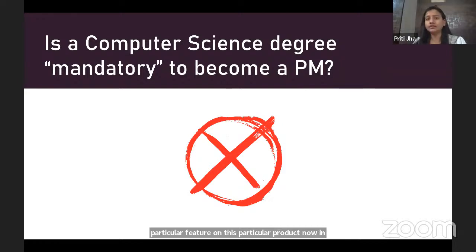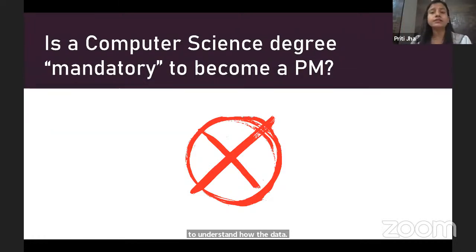Now, in order to understand that, it gets easier if you have a computer science degree. But again, it's absolutely a no-no if I say that you cannot understand all of that if you do not have a computer science degree. Basically, what you're doing there is you're trying to understand the various building blocks of the system. You're trying to understand how the data is flowing. What is the architecture like? And that is something you can absolutely learn on the job.